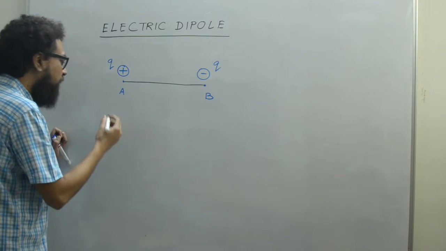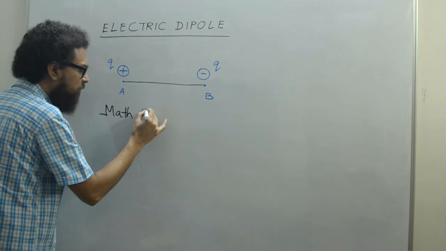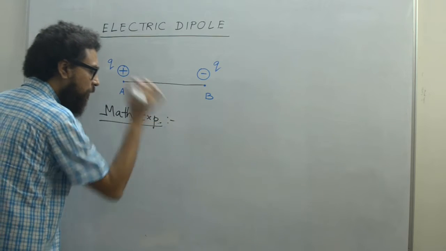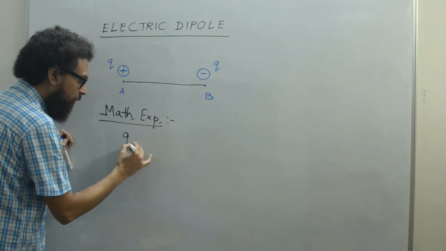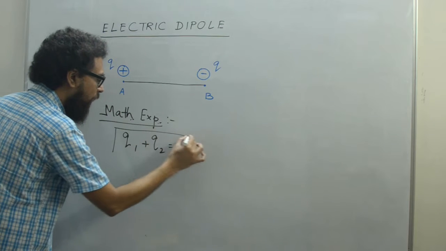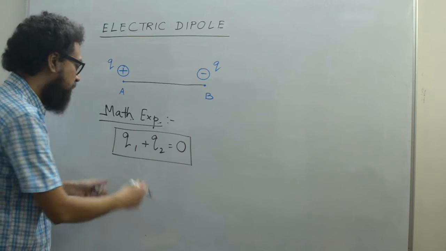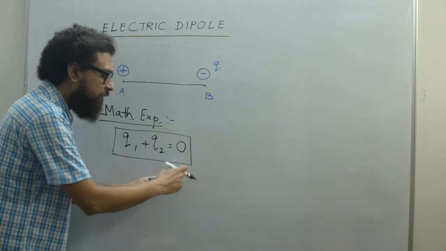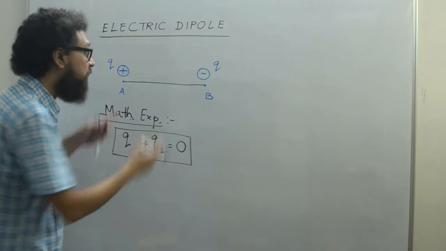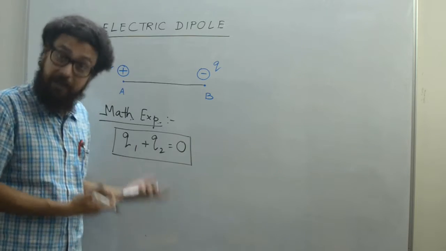What is the mathematical expression for a dipole? It is very simple. We just write Q1 plus Q2 is equal to 0, which immediately represents that Q1 is equal to minus Q2. That means they have the same magnitude but opposite signs. So that is the mathematical expression of a dipole. You see, it's very simple.